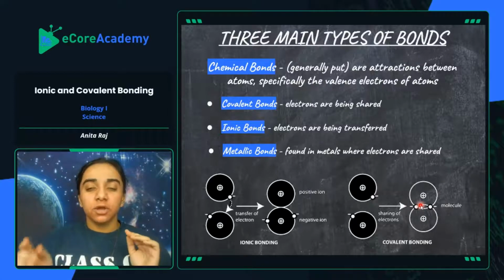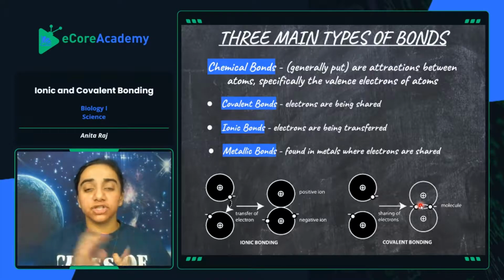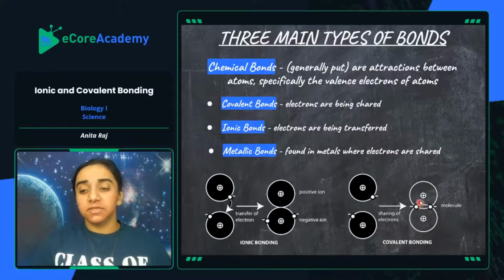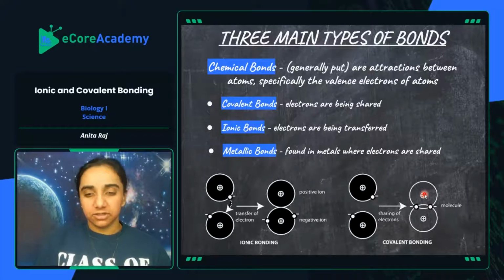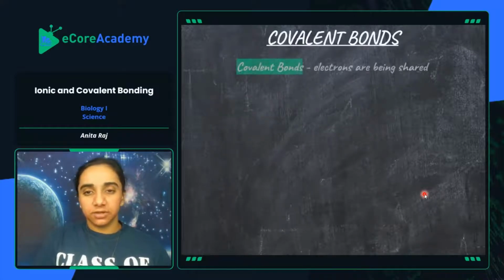They're sharing them. On the next slide, we'll talk more about how this sharing can be a bit unequal, as in maybe this atom up here hogs the electron more. But compared to an ionic bond, this is where the atoms are actually sharing them. They're not completely giving up electrons, and they're not completely taking electrons. Okay, so now let's talk about covalent bonds.